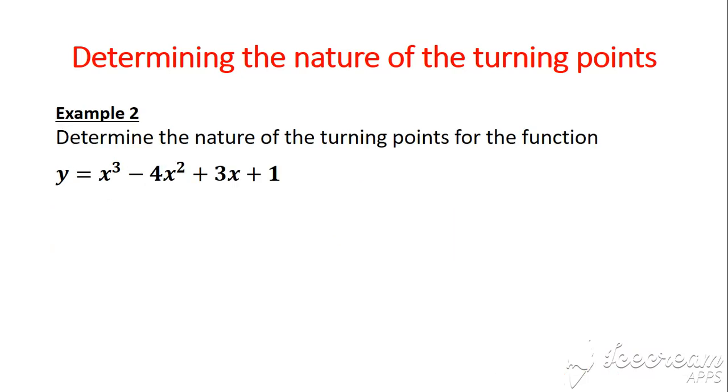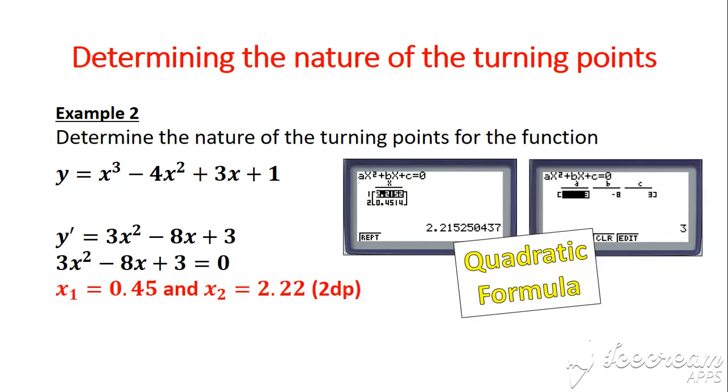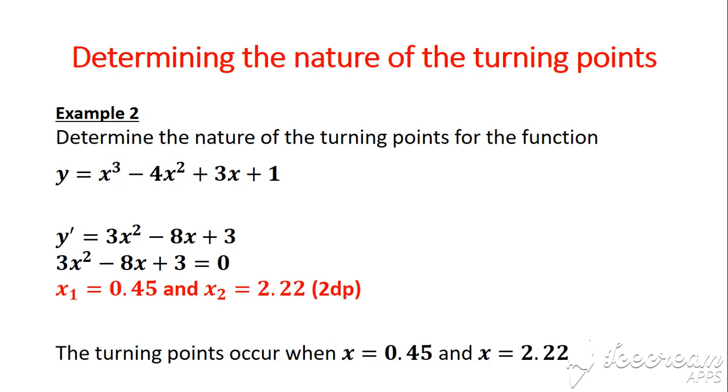Example 2. Determine the nature of the turning points for the function y equal to x cubed minus 4x squared plus 3x plus 1. First thing to do is to differentiate the function and get the gradient rule. Then we're going to put the gradient rule equal to 0 because turning points have a 0 gradient. This is a quadratic equation, so we must go back and practice using the quadratic formula or our calculator and solve to get two solutions. x is 0.45 and x is 2.22. One of them's a maximum, one of them's a minimum, I assume. So the turning points occur at 0.45 and 2.22.